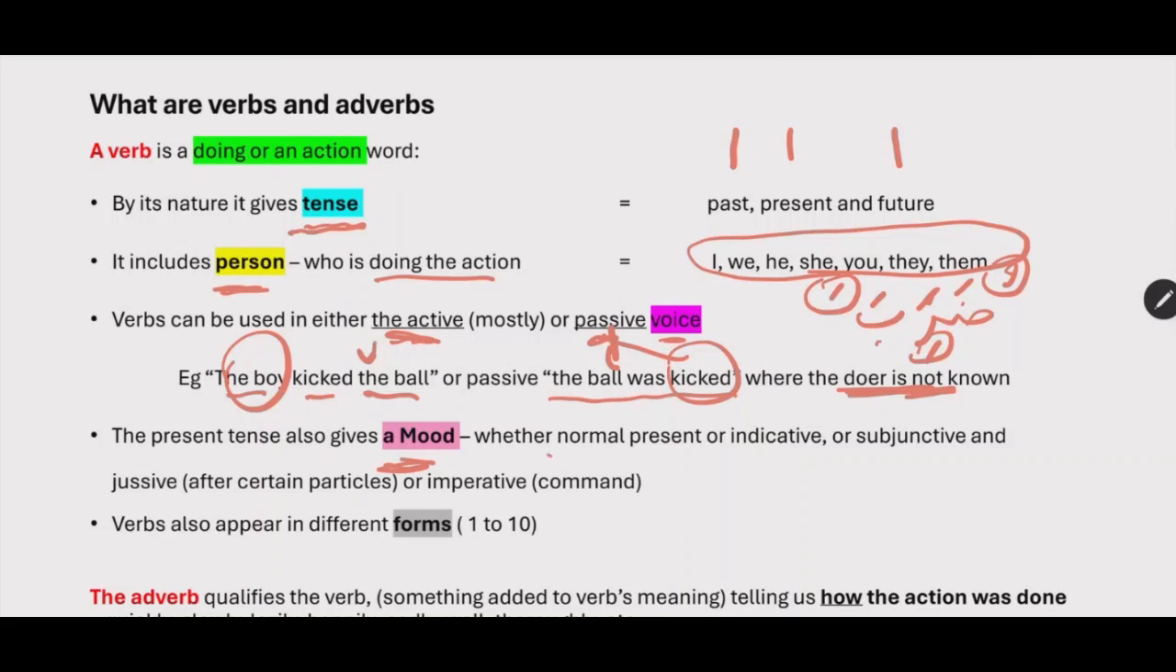Then we have also a mood. A mood is either the indicative mood, the present tense, or you have a subjunctive mood, a jussive mood, or the imperative, the command. Right? Now we've covered all these. Just go through them one more time, so it sets in the brain a bit more easily, and we'll be able to identify things perhaps a bit quicker.